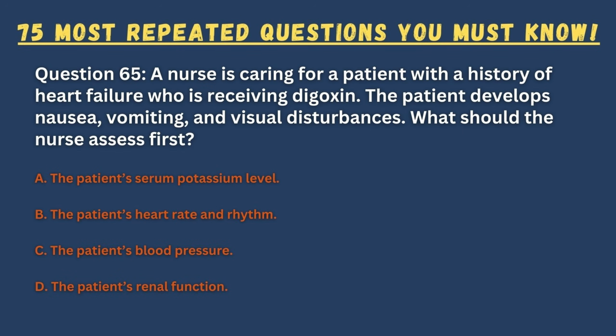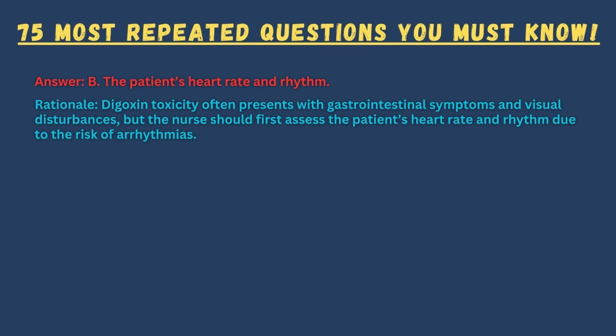Question 65. A nurse is caring for a patient with a history of heart failure who is receiving digoxin. The patient develops nausea, vomiting, and visual disturbances. What should the nurse assess first? A. The patient's serum potassium level. B. The patient's heart rate and rhythm. C. The patient's blood pressure. D. The patient's renal function. Answer. B. The patient's heart rate and rhythm. Rationale. Digoxin toxicity often presents with gastrointestinal symptoms and visual disturbances, but the nurse should first assess the patient's heart rate and rhythm due to the risk of arrhythmias.